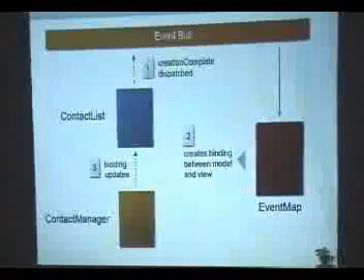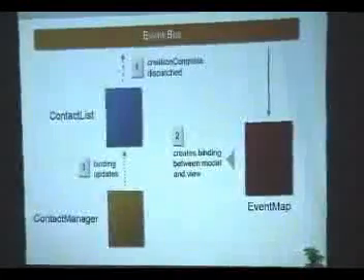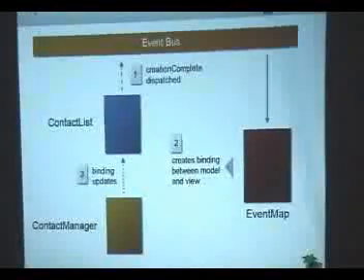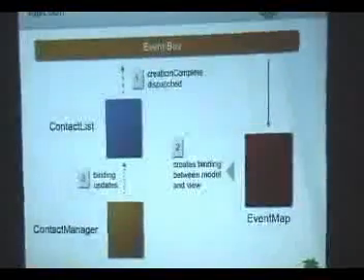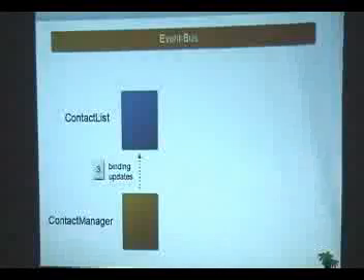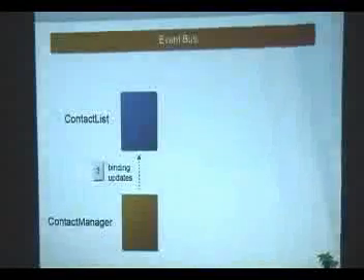So the event map takes care of binding the contact manager dot contacts to the contact list, and binding is there. That means whenever the contact manager dot contacts is getting updated, it's automatically bound with the view.